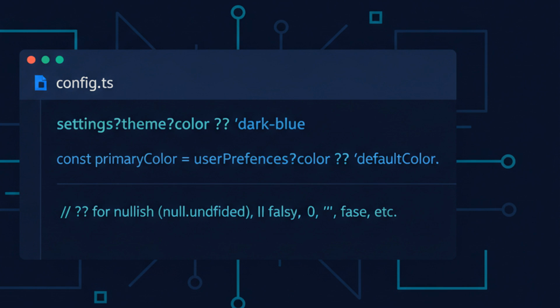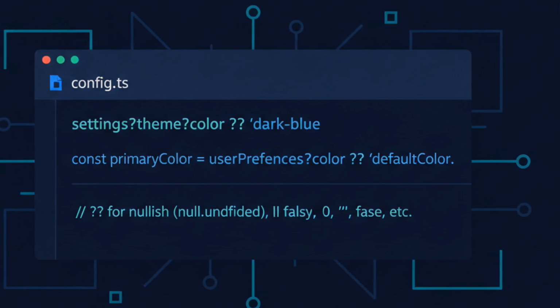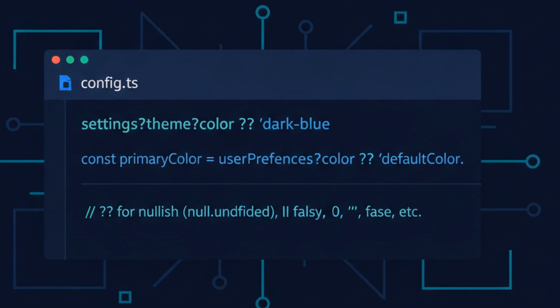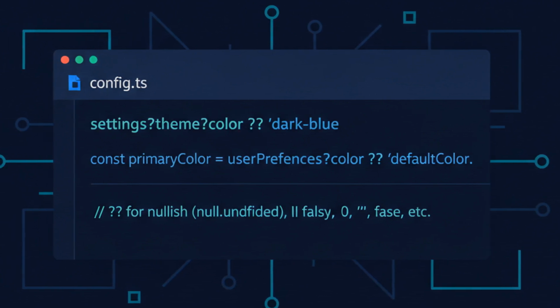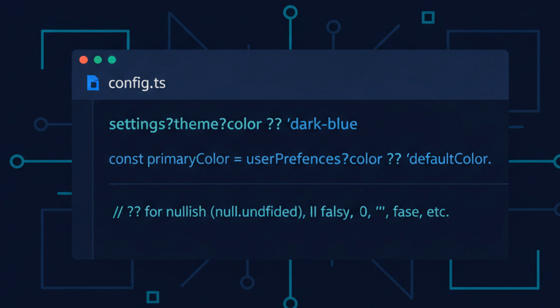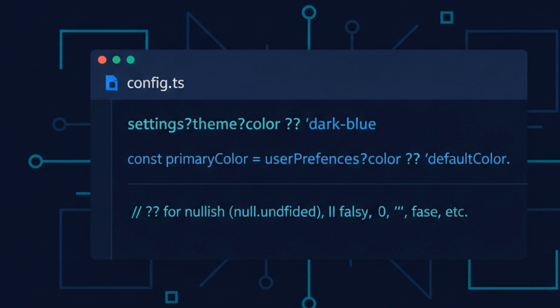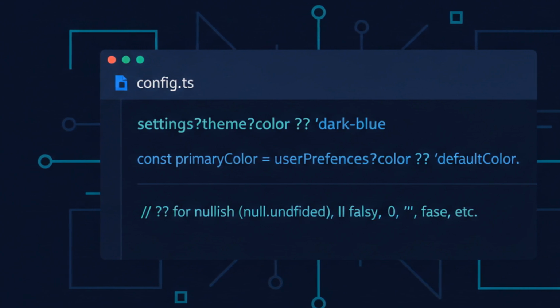Strict null checks pairs beautifully with two operators you already know. Optional chaining short circuits to undefined the instant any link in the chain is nullish. Nullish coalescing then supplies a fallback. But only for null or undefined, not for zero or empty string. That distinction matters. The double pipe OR would wrongly replace a valid zero. The double question mark preserves it. Strict mode is what makes these operators meaningful because the compiler now knows where nullishness can actually occur.